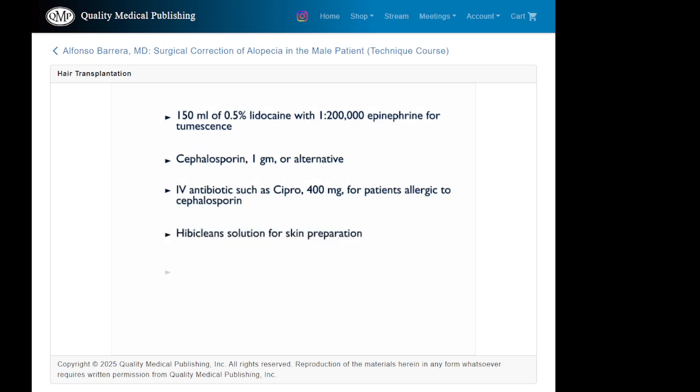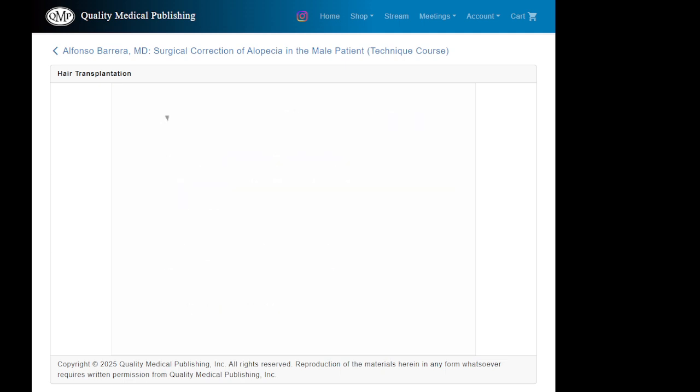Hibiclen solution for skin preparation. 1 bottle of normal saline solution. Surgical marking pen. 8 to 10 pairs of sterile gloves. 3 petri dishes with underlying frozen petri dish holders.